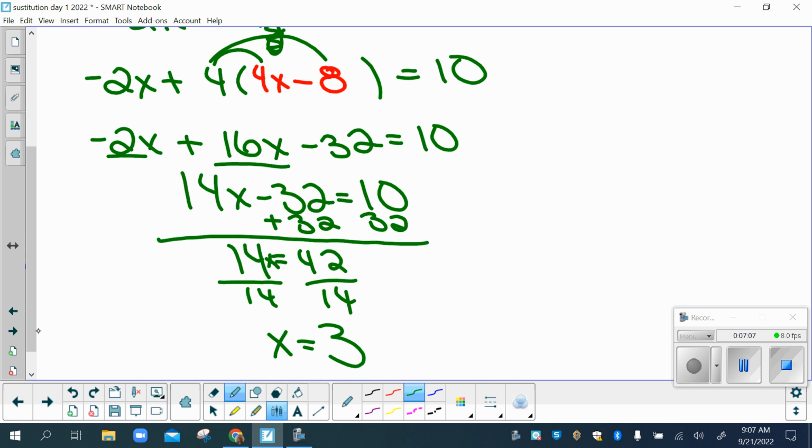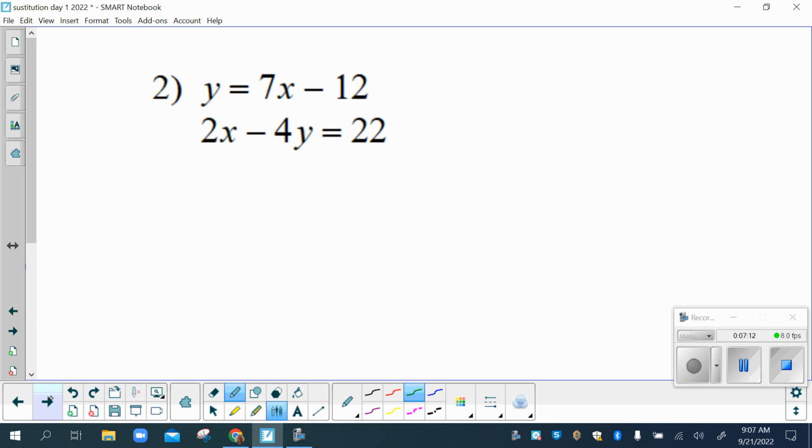I'll throw up number 2. Here's number 2. I'm going to give you a little hint on this one. When you plug in that y guy, his new name, which is 7x minus 12, be careful, you got a negative 4 to distribute. Be careful on that, right? So remember, here's y. Here's y's new name. Everywhere you see y, you're going to write his new name in there. Yeah? If you're watching this at home, do it.